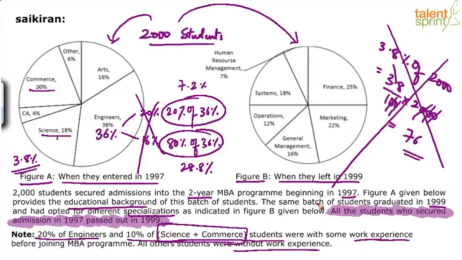Okay, you have to be doing these calculations mentally, and that requires a lot of practice. So I think the background is very clear, right? The first pie chart talks about the background of those who got enrolled in an MBA program, total 2000. The second pie chart talks about the specialization they graduated with, again total 2000. The key point to be noticed: 20% of engineers were with work experience and 10% of commerce and science were also with work experience. All others were without work experience.